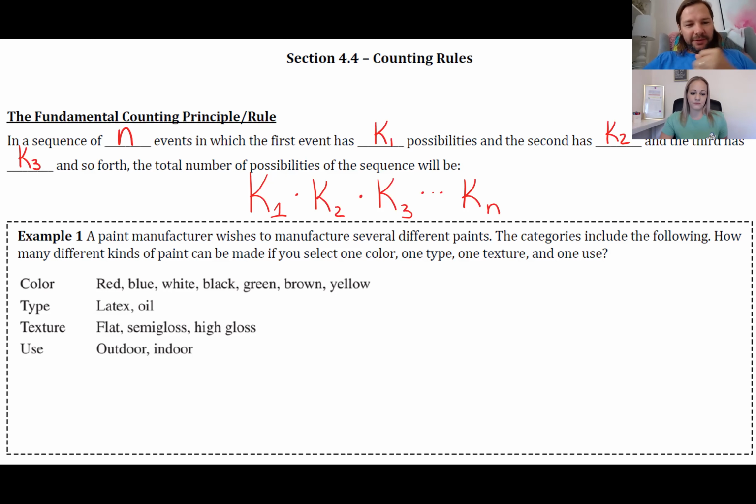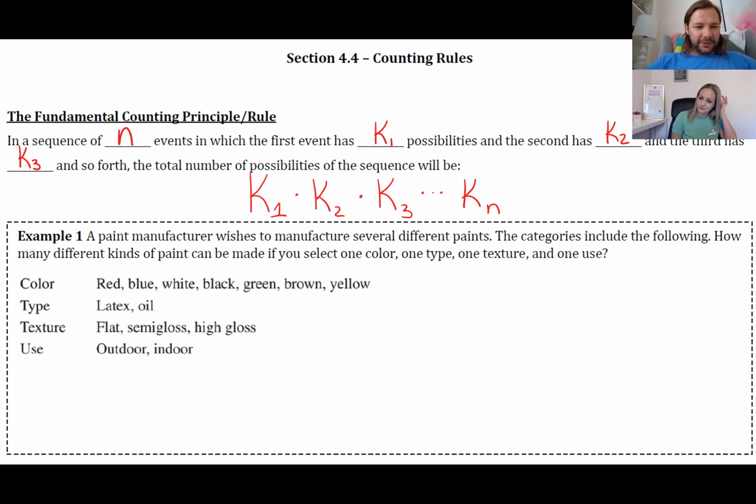So I'll take over for example 1. It says a paint manufacturer wishes to manufacture several different paints. The categories include the following. How many different kinds of paint can be made if you select one color, one type, one texture, and one use? So for colors, we have red, blue, white, green, black, brown, and yellow. So how many is that? 7? Yes. 6, 7, okay.